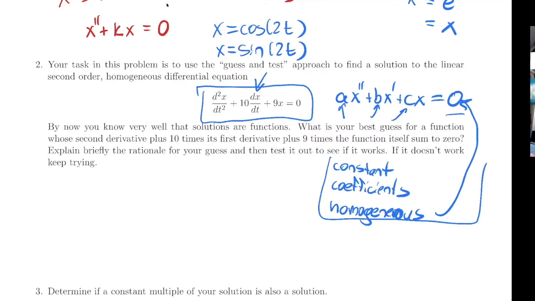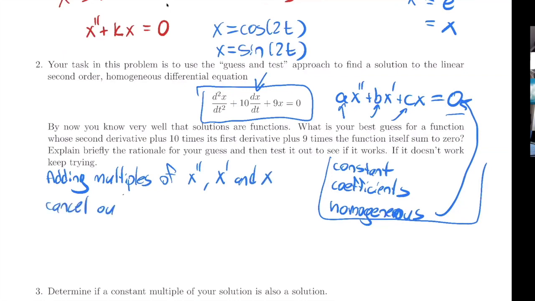So in other words, what you can think about is adding multiples. Is there some function x that when I add these special multiples of itself, its first, its second derivative, that everything perfectly balances and cancels out? So let's think about the types of solutions we've been considering and see whether they might be good candidates here.